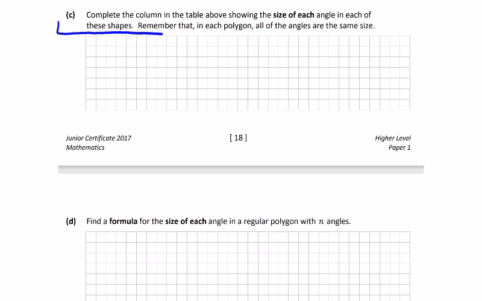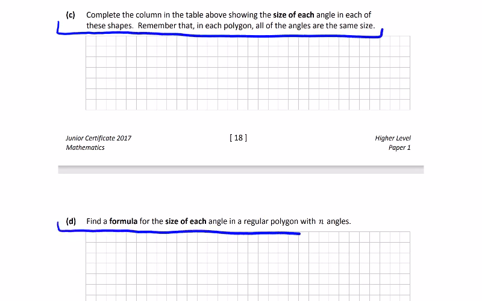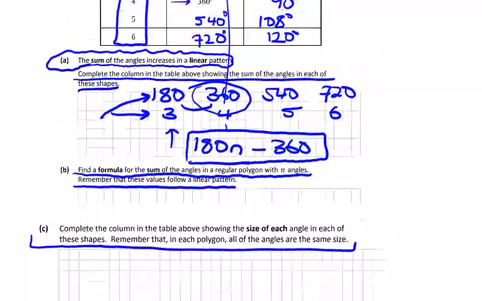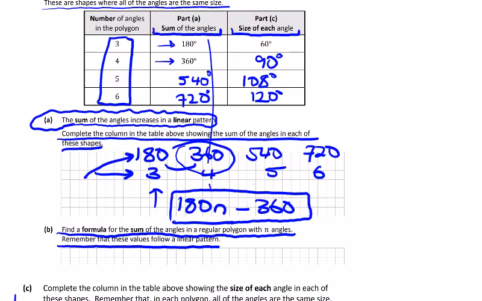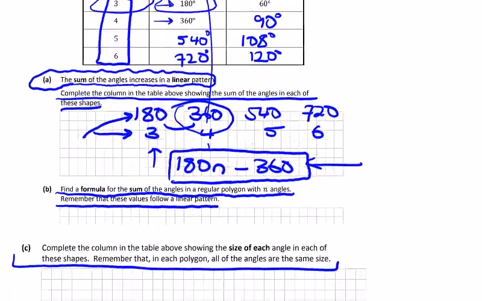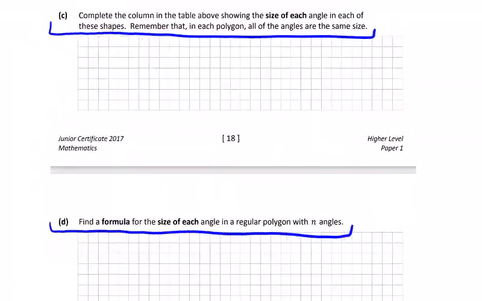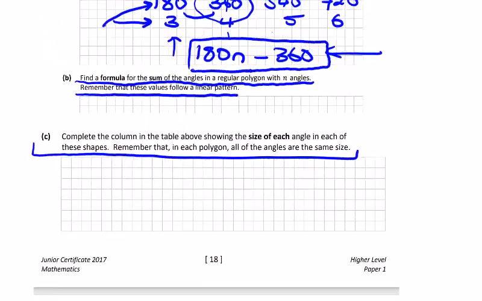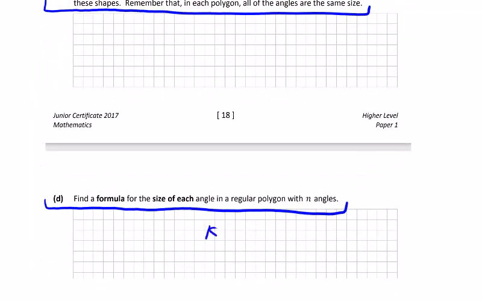For part C, we've already filled in the size of the angle, and then for part D, the size of the angle, we were just dividing part A by n. We were dividing this by this, so it'll be this divided by n for part D: 180n minus 360, over n.